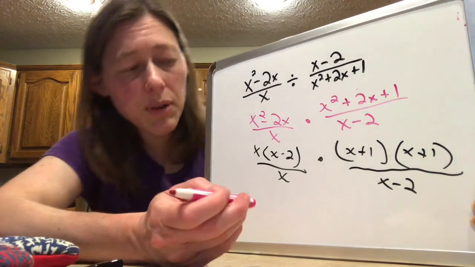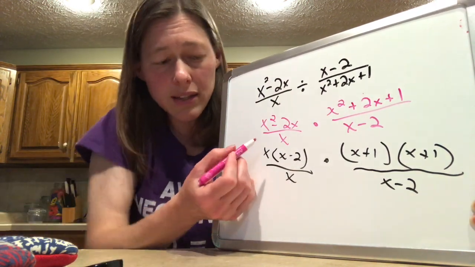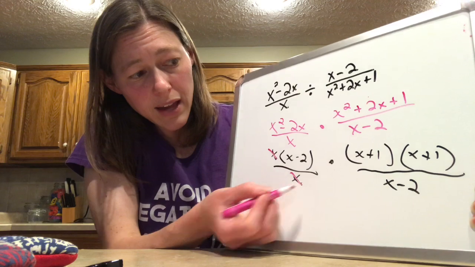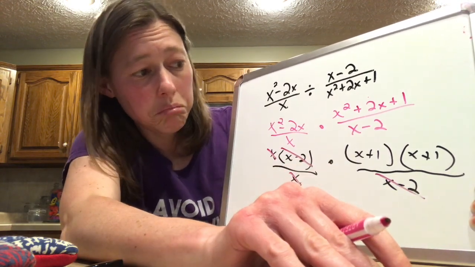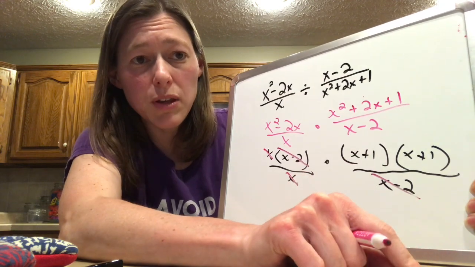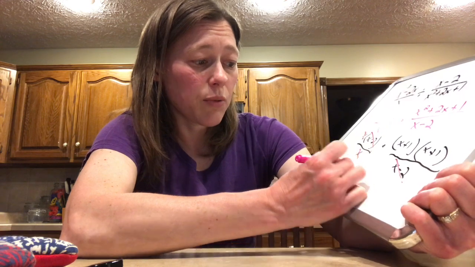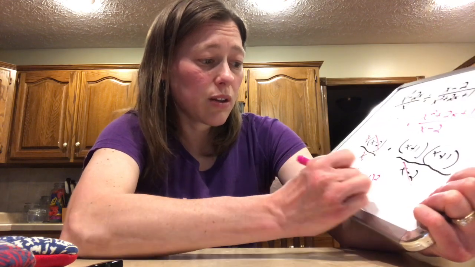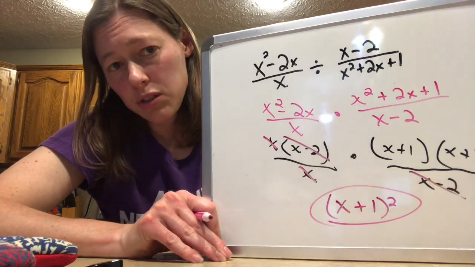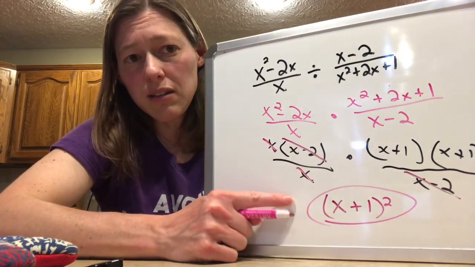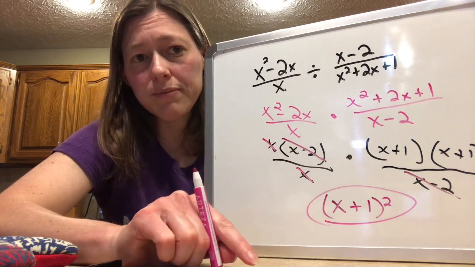Okay, so we're going to see what we can cross out. Okay, so I see an x and an x. And an x minus 2 and an x minus 2. So all we're left with is an x plus 1 and an x plus 1. So I can write x plus 1 times x plus 1. I can write x plus 1 squared. Or I could FOIL that out and say x squared plus 2x plus 1. But I would leave it factored either like this or with both sets of parentheses.